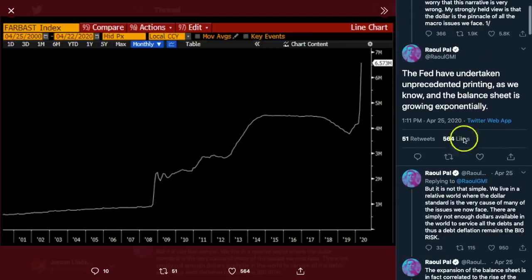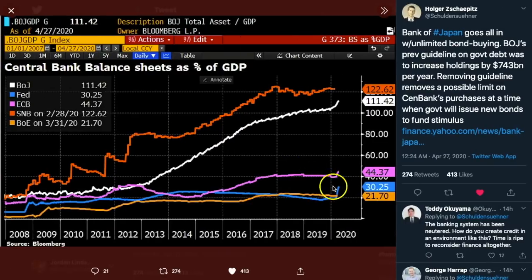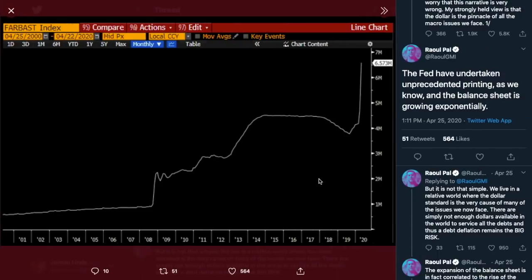The Fed has undertaken unprecedented printing, as we know, and the balance sheet is growing exponentially. We looked over here that this could go from roughly where it is now, $6.5–7 trillion, up to $20 trillion, and still be in line with what is happening. Nevertheless, look at what is happening. This is the 2008 financial crisis. You could see after a decade, they started tapering.